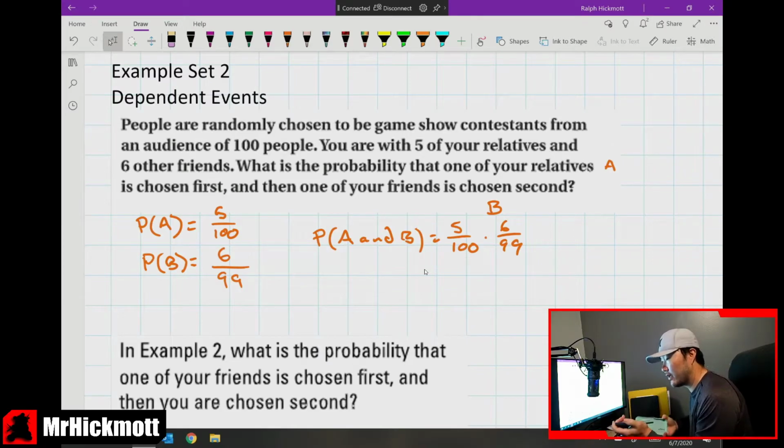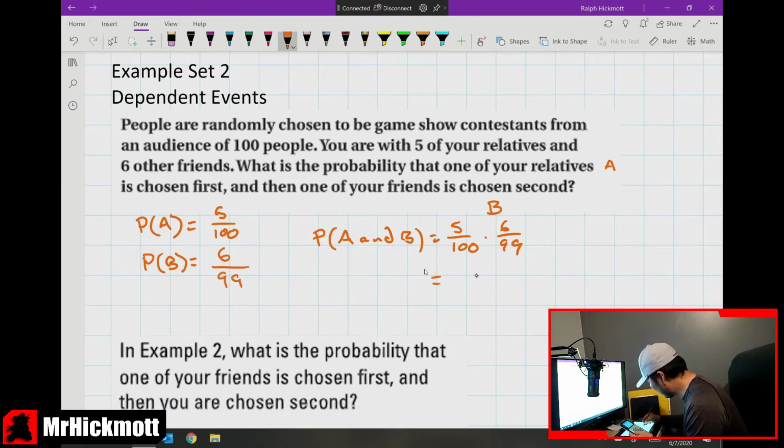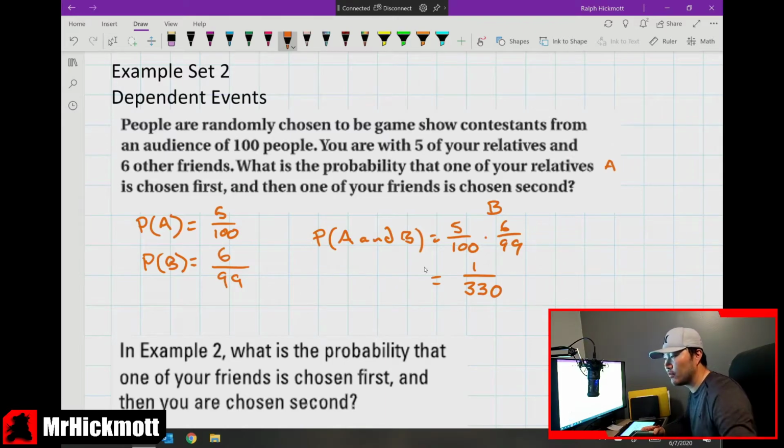All right, I'm taking out my handy dandy calculator, and let's go ahead and punch this out. I could simplify those fractions before I put it in, but because we're so used to using a calculator for much of this stuff, I'll go ahead and do it that way. Okay, so 5 out of 100 times 6 over 99 is 1 out of 330. So the probability of having one of your relatives chosen first and then one of your friends chosen second is 1 out of 330.